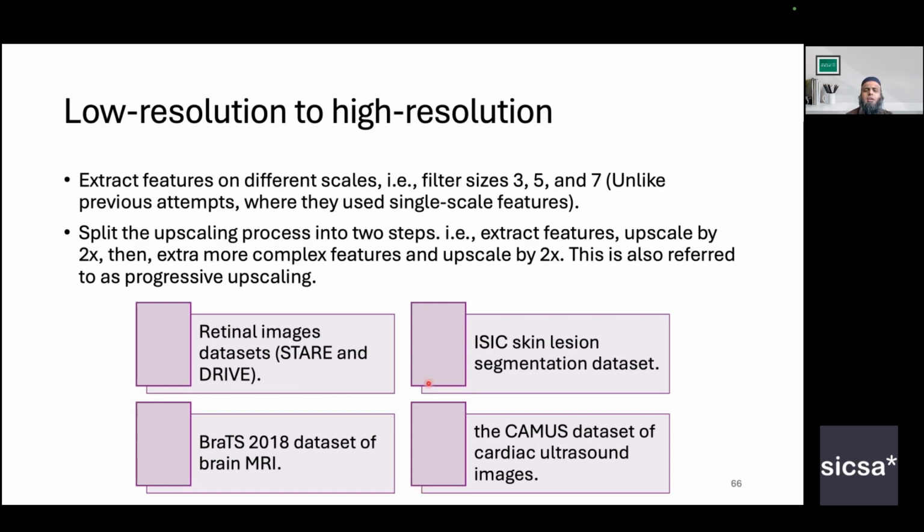Okay, and likewise, instead of extracting features using a fixed filter, we rather extracted the features using filters of three different sizes. Okay, and then we evaluated this on four different modalities of data. We used retinal images, we used the skin cancer images, we used the BraTS data, which is basically for brain MRI, and then we used some ultrasound images as well.